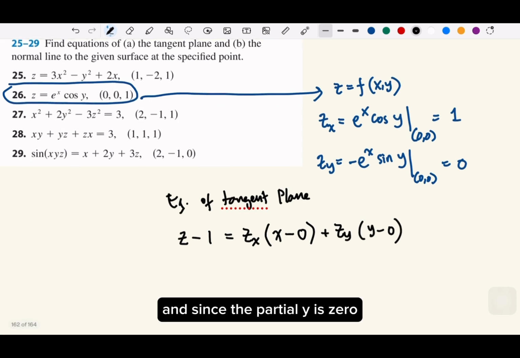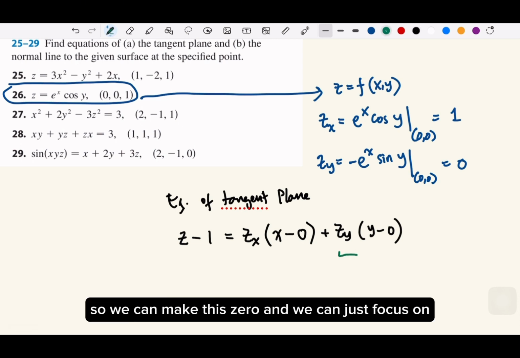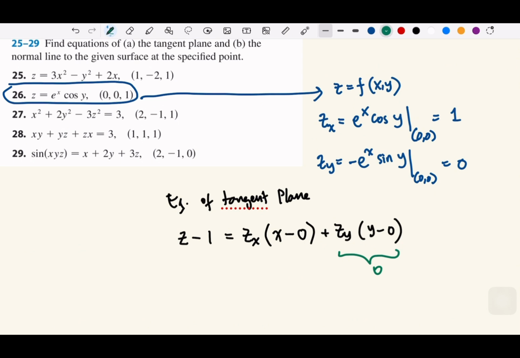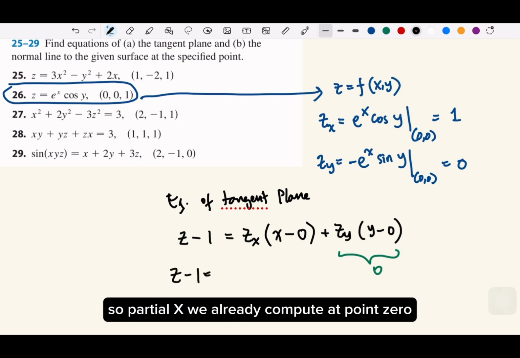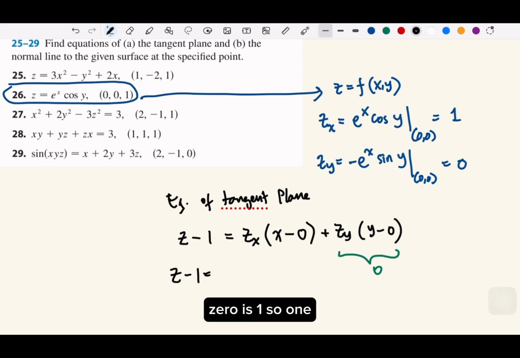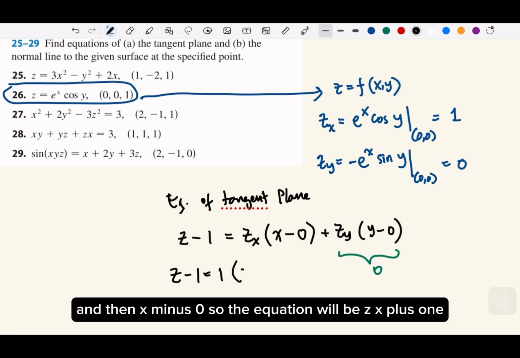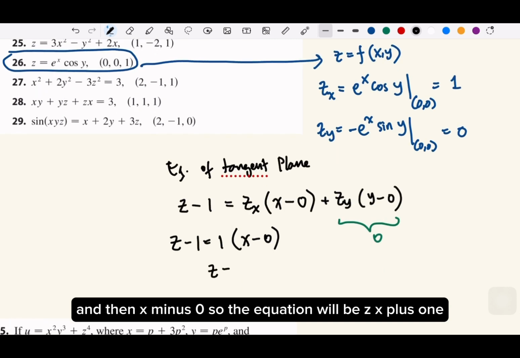Since the partial y is 0, we can make this 0, and we can just focus on the first part. So this will be z minus 1. The partial x we already computed at point 0, 0 is 1, so 1 times x minus 0. So the equation will be z equals x plus 1.